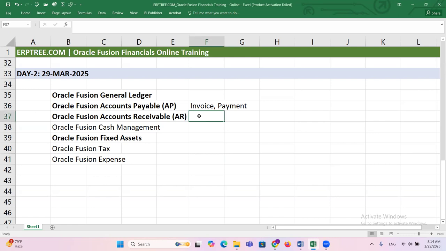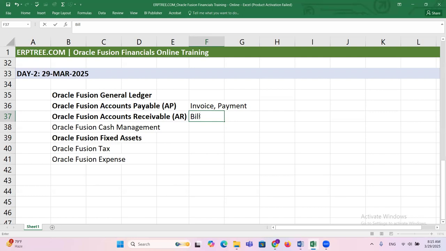So what can companies do within the accounts receivables application? If any company is using the accounts receivable application, what information can they record within receivables? As a company, you may sell something to customers. You may provide services, or you may supply some goods to the customers. As an organization, when you sell something or provide some services to the customer, you have to send a bill to the customer so that the customer will make the payment. So you have to create a bill.